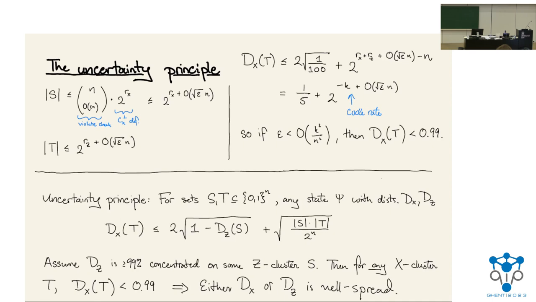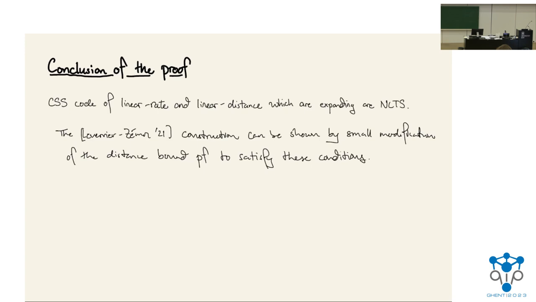So we see immediately that whenever you have high rate and high distance plus expansion, you have this NLTS property. That's the conclusion of what I'll say today: linear rate plus linear distance plus expansion is sufficient. And then what we showed in our paper explicitly was that for the Leverrier-Zmor construction, you can modify the distance argument a little to argue this expansion property.